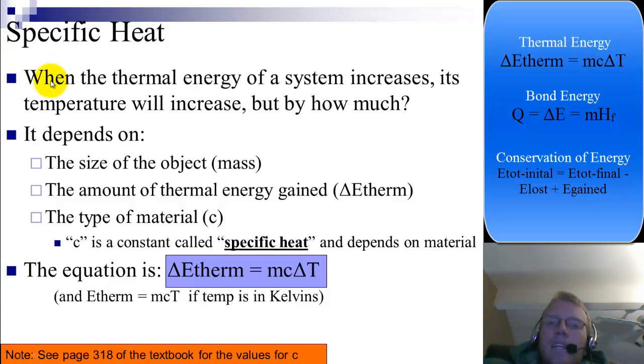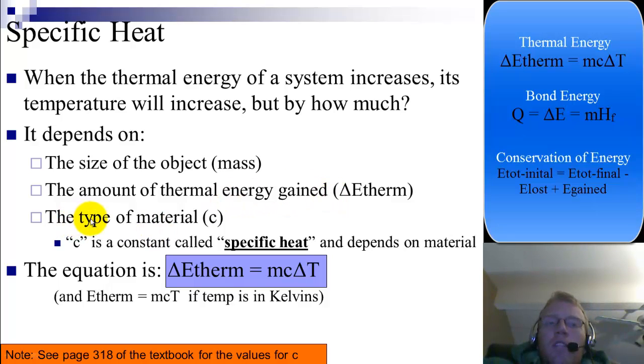So let's think about what kind of things it depends on. Certainly it depends on how big the object is, right? If you add 100 joules of energy to a tiny little object, or you add that same amount of energy to something really big, you expect the smaller the object is, the more dramatically its temperature will go up. I think that should be common sense, but just think about a frying pan. You put a giant cast iron skillet on the stove, or you put a tiny little tin pan on the stove. The tin pan's going to heat up faster than the skillet because it's so much smaller. The second is the amount of thermal energy gained. If you put one burner on high and one burner on low, obviously you're transferring more energy with the high burner, and so that object will heat up faster.